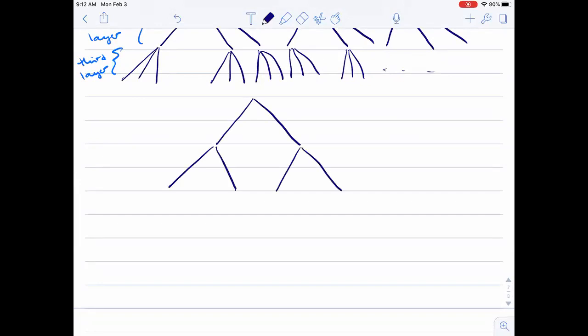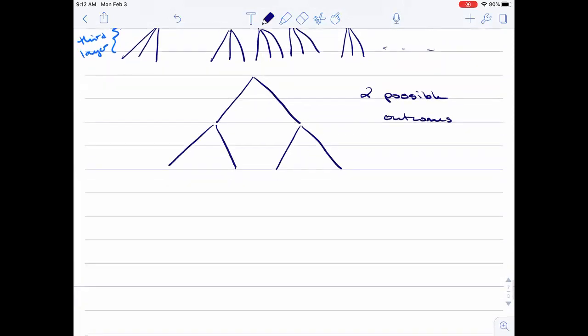Two possible outcomes. 2 possible outcomes at each. Usually we say trial. No, that doesn't really make sense, but usually we say trial, right? Or layer, if you prefer.